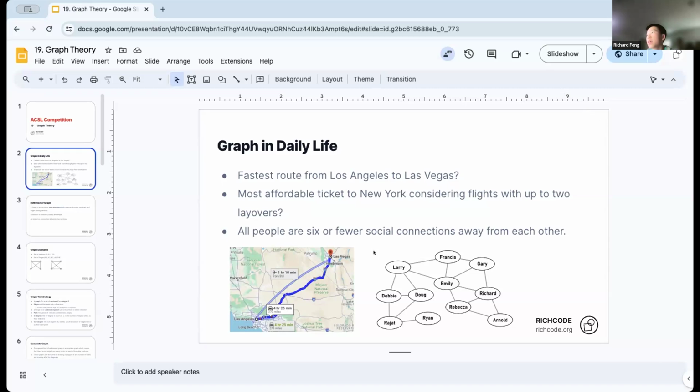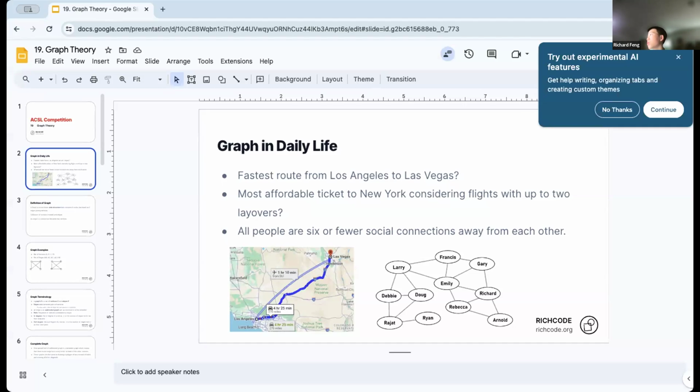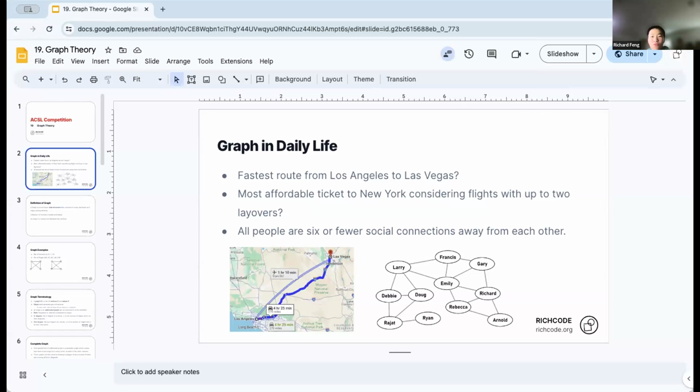And the last one is a theory called the 6 degrees of separation, which states that all people are 6 or fewer social connections away from each other. So you can think of it as like a friend of a friend. And such a statement can connect any two people in a maximum of 6 steps. So in this picture over here, we can see that Brian is 6 degrees of separation from Arnold.